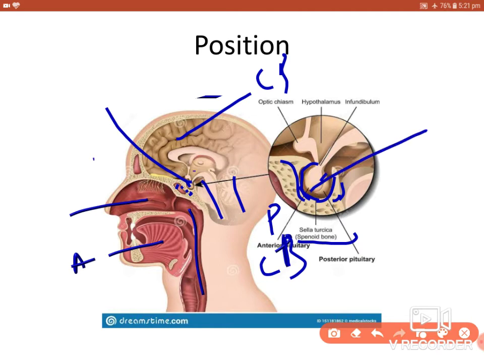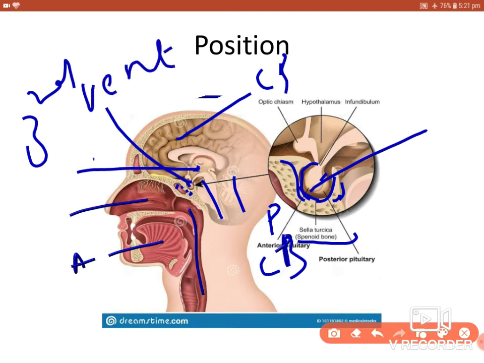Then here in the first figure, this is the hypothalamus. This is the floor of the third ventricle. This pituitary is attached to the floor of the third ventricle by means of this pituitary stalk or infundibulum. This part is the infundibulum.